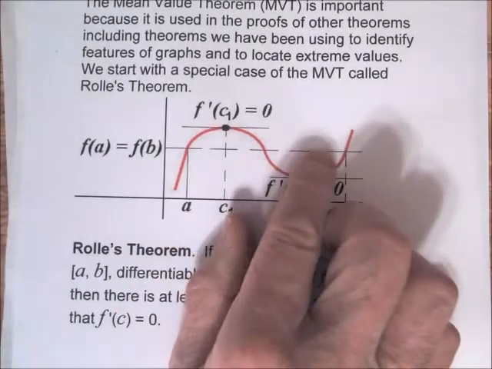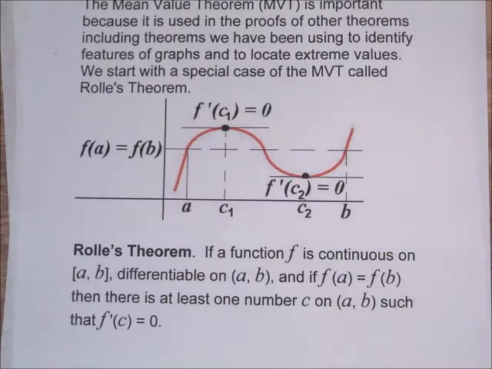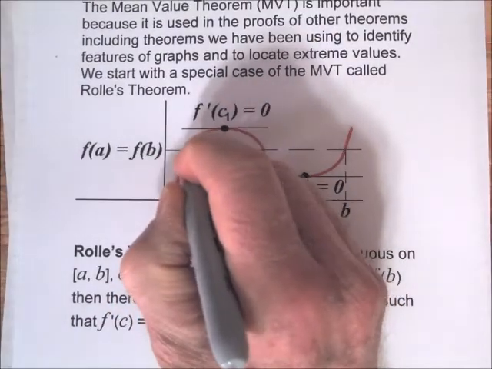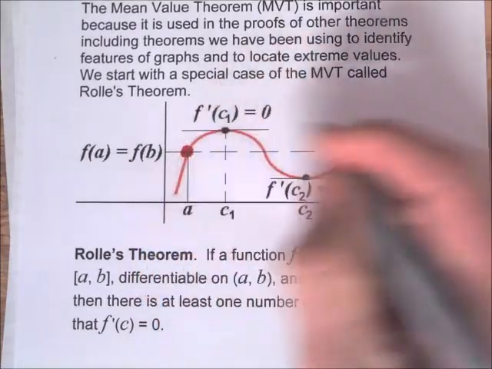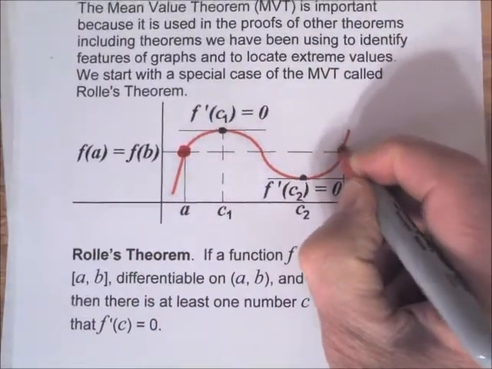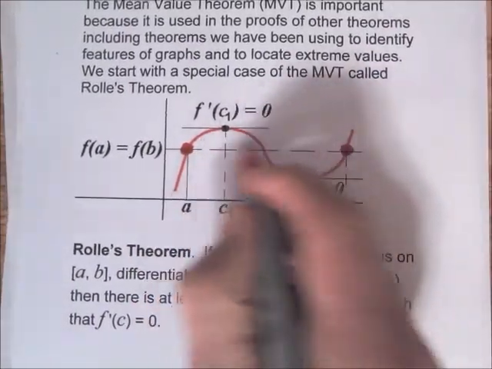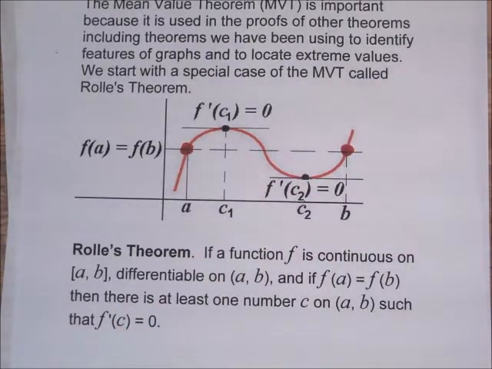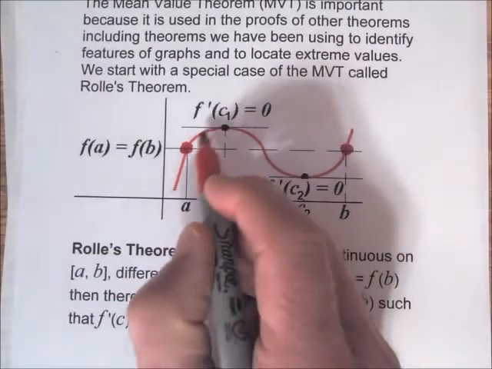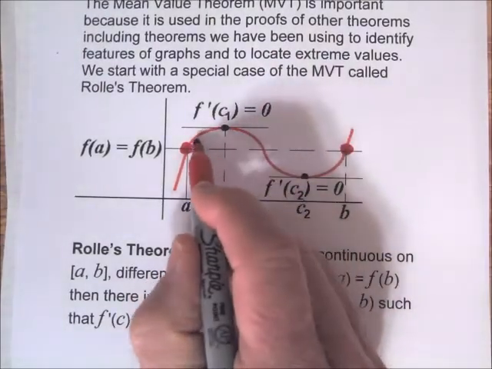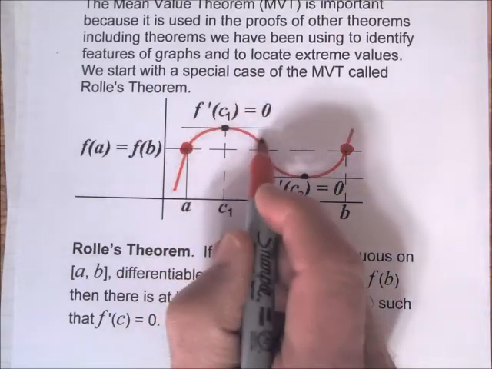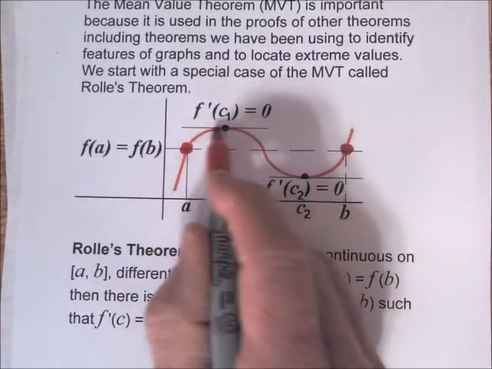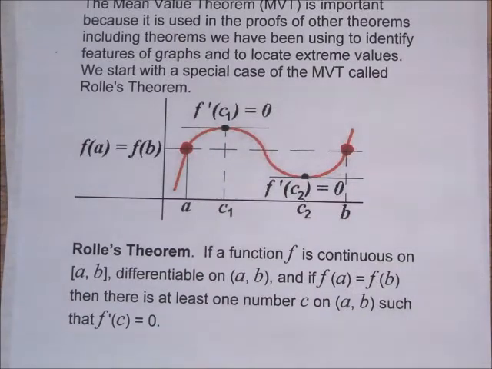And the picture kind of illustrates this. We have the point a, f of a, right here, and the point b, f of b, right here. So the slope of the secant line connecting those 2 points is 0. And if f is continuous, at some point on that interval, the slope of the tangent line also has to be parallel to that. It has to be horizontal or have slope 0.